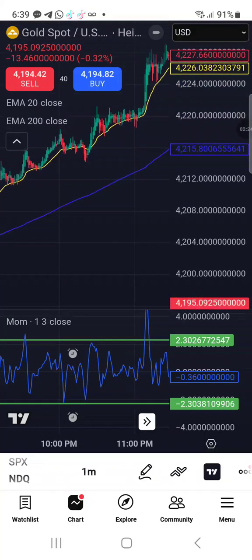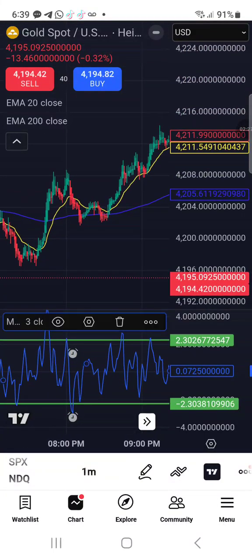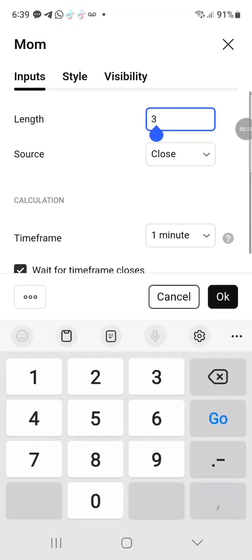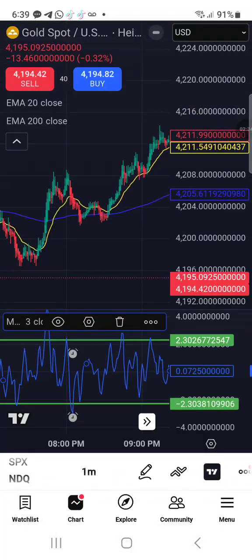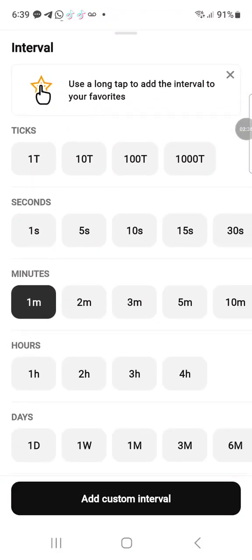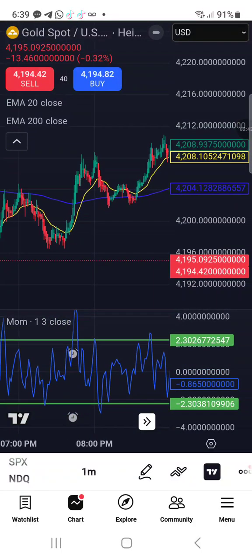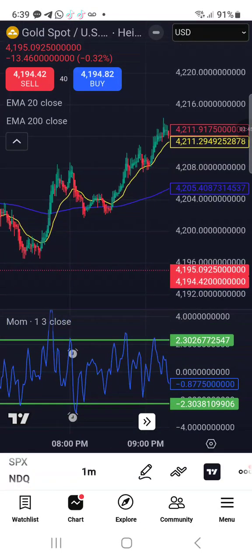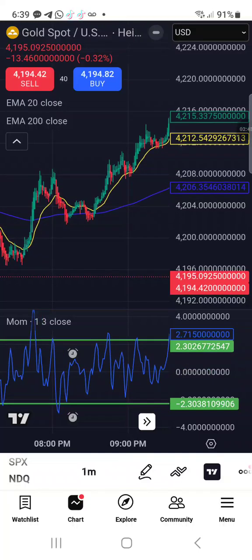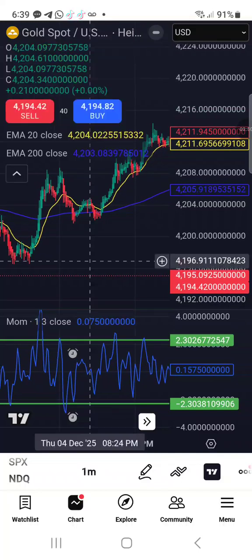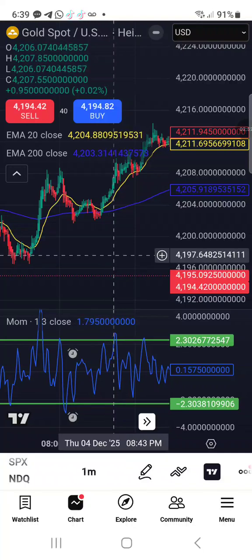And to enter the trade, you use the momentum indicator set to 3. You set it to 3 on the 1 minute chart down here. So these are 1 minute candles. But when you get an alert, if it's going up, it'll cross the top horizontal line on the momentum indicator.